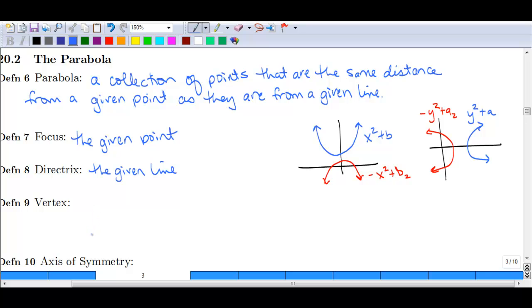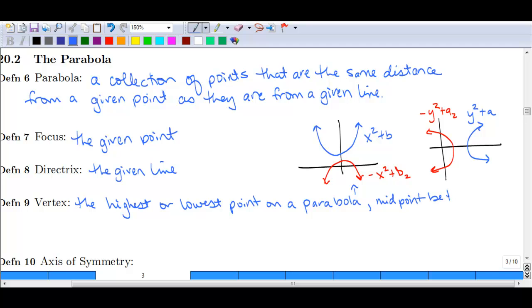So the vertex is the highest or lowest point on a parabola, and again, this is a parabola that looks like this. If we're talking about the y squared, then it would be the leftmost or rightmost point. We can also define this as the midpoint between the focus and directrix.